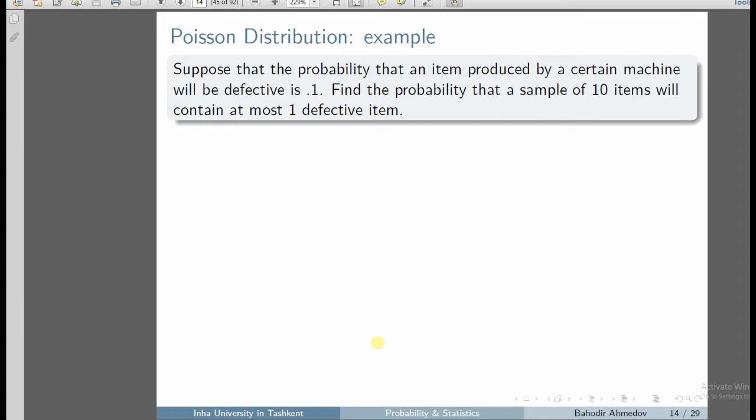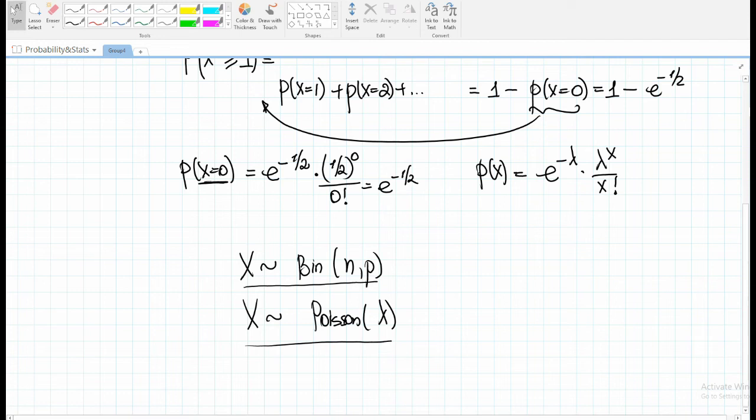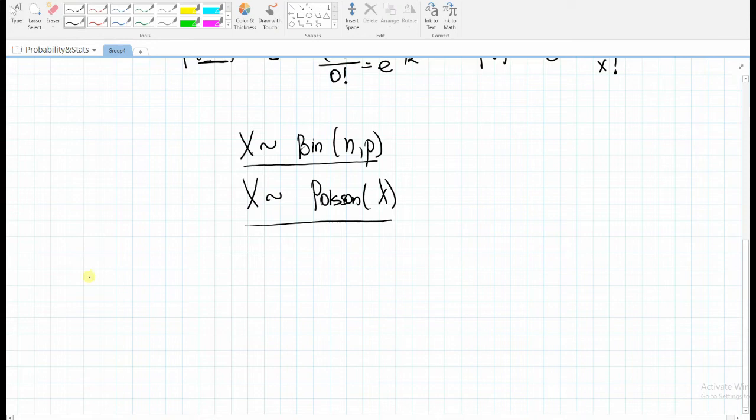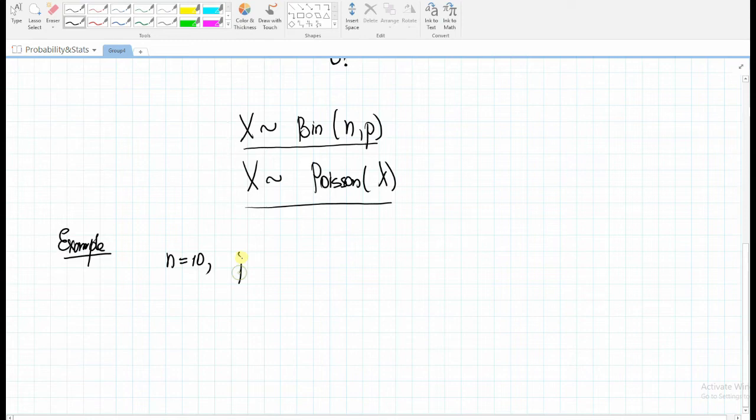So what kind of distribution do I need to use? Binomial distribution, right? Because it perfectly fits all the definitions of the binomial distribution. So what is the number of trials? How many pens do I need to check? 10, right? The number of trials is 10. What is the probability of success, having a defective pen? It is 1 over 10, right? So what do we need to find? The number of defective pens should be at most 1, and I need to find its probability. So this is P(X=0) plus P(X=1).